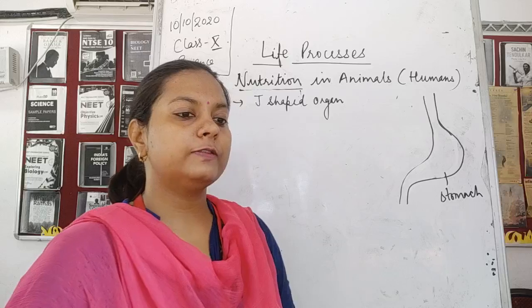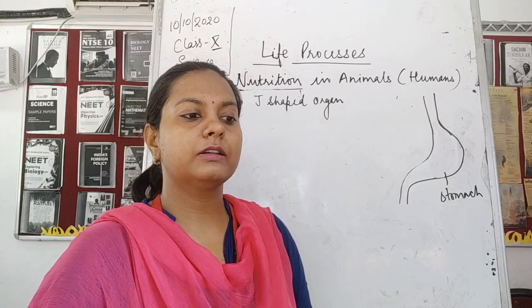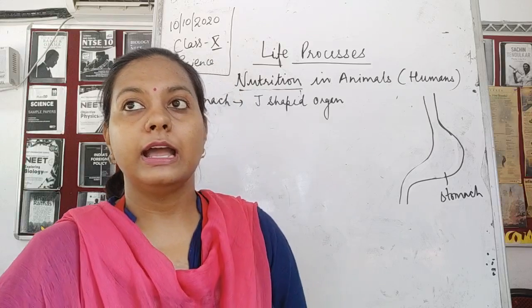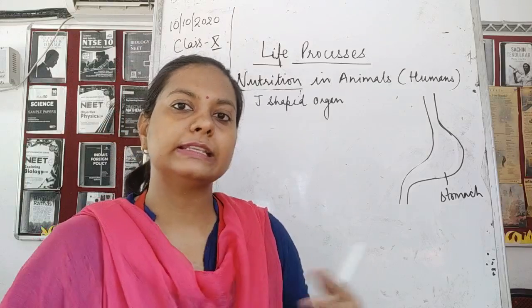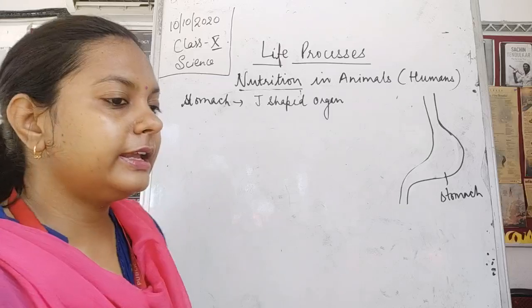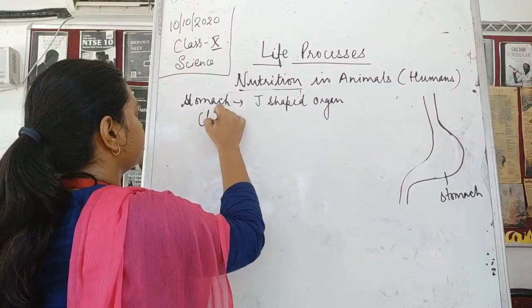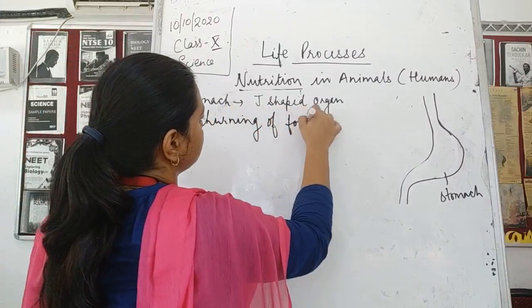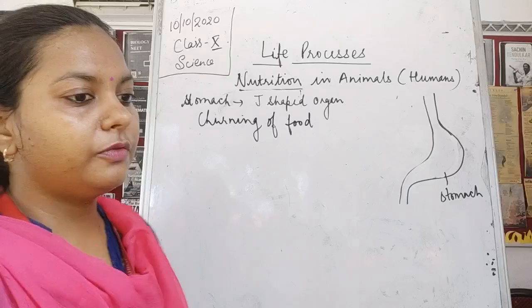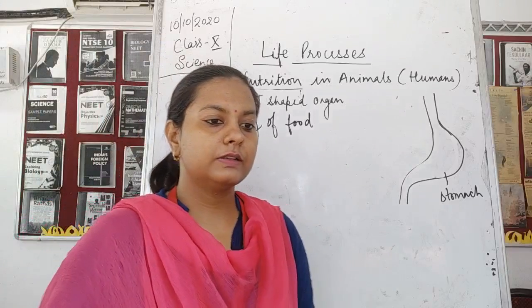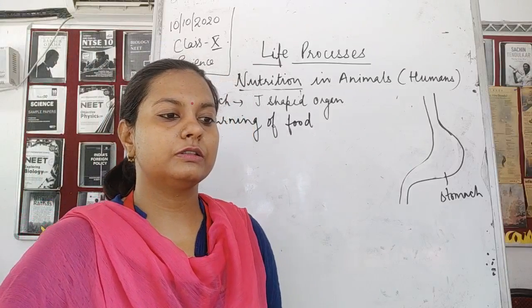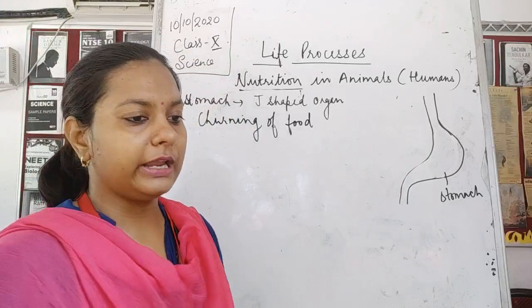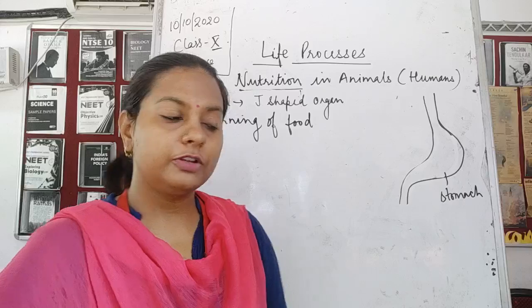Then the food is further processed in the stomach. The food is churned in the stomach. As such, no digestion, only mixing is going to take place. So churning happens. The next is churning. Churning of food happens. Okay, this churning is a process by which the food is churned inside the stomach for 3 hours.